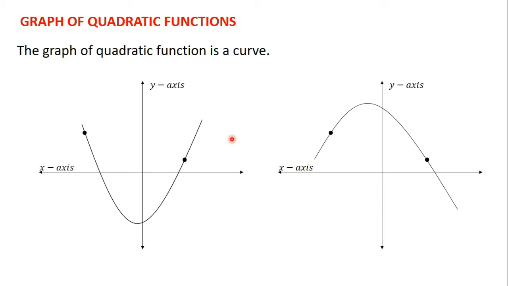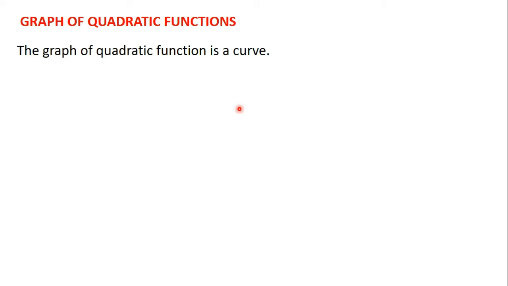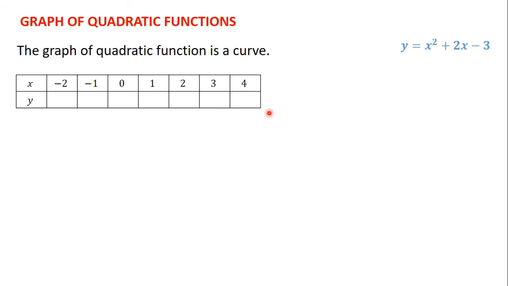Because of this, when you are asked to draw the graph of a quadratic function, let's say that we are given this quadratic function, y is equal to x squared plus 2x minus 3, usually you will be given a set of x values in a table. Like this table that we have here, the set of x values we have are -2, -1, 0, 1, 2, 3, 4. What you do is substitute each one of these x values into the quadratic function to get the corresponding y value.